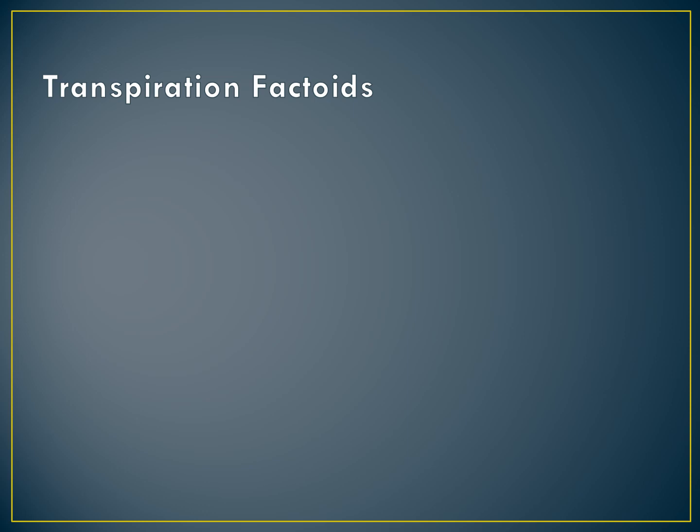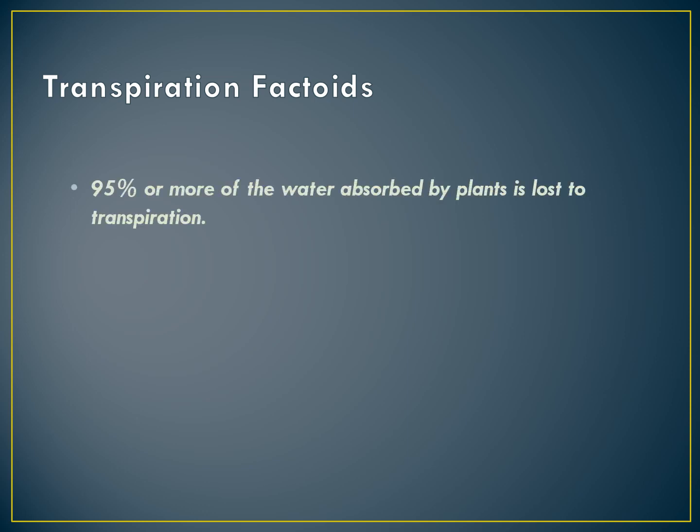Some interesting facts about transpiration. 95% or more of the water absorbed by plants is lost to transpiration. Let's put this in context for a second by imagining a plant. And let's say that this plant, over its lifespan, absorbs 10,000 gallons of water. This means that 9,500 of those 10,000 gallons is going to be lost to transpiration, and only 500 gallons of the 10,000 absorbed will remain as water in plant tissues.